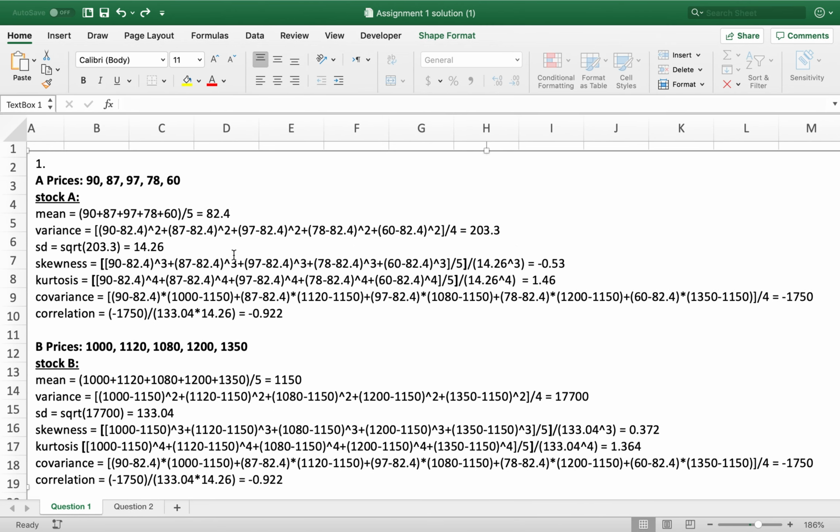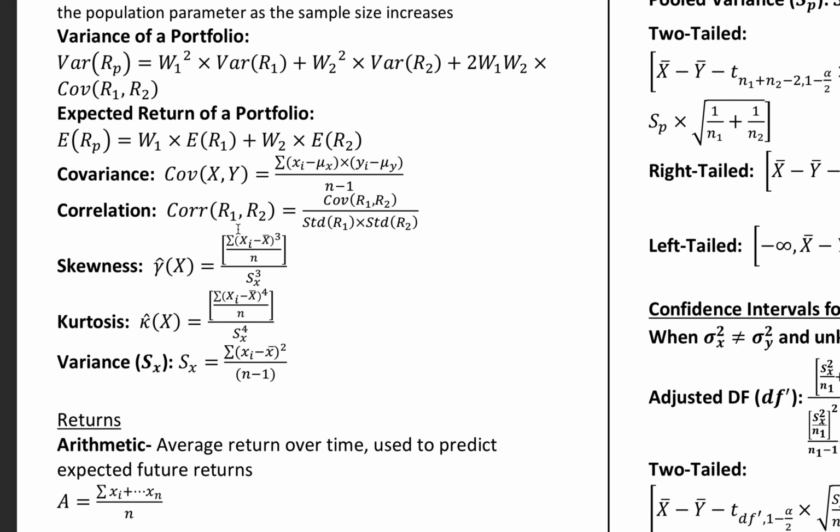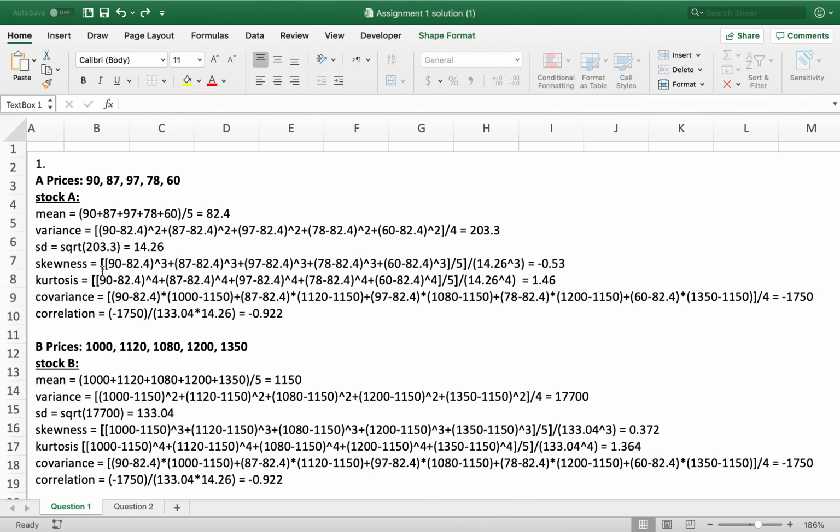So let's take a look at how that works in reality. For stock A, we have skewness. You're going to take 90, the price, minus the mean, 82.4, and cube it. Then add to the next one. 87 minus 82.4 and cube it, add it to the next one. As you can see, you're summing all of these. After you subtract and cube each one, you're going to sum it and move on. Once you've done all of these, you're going to divide by n.